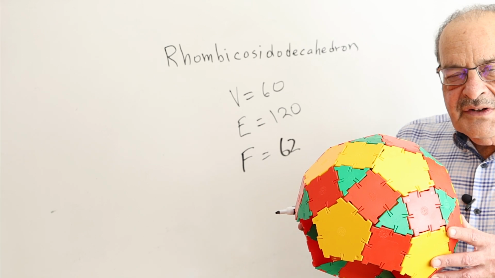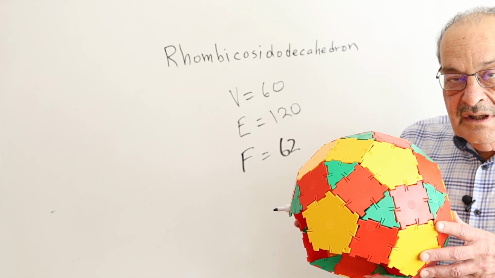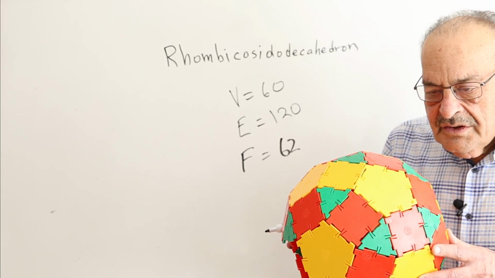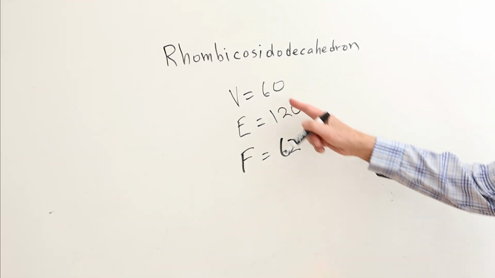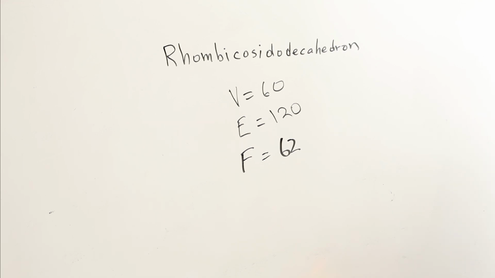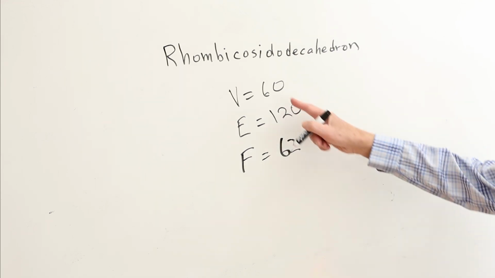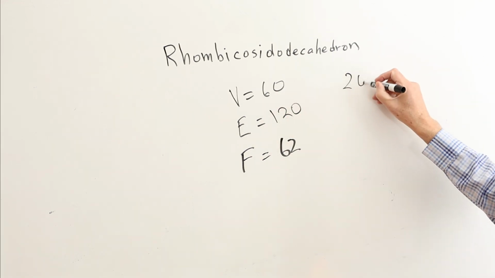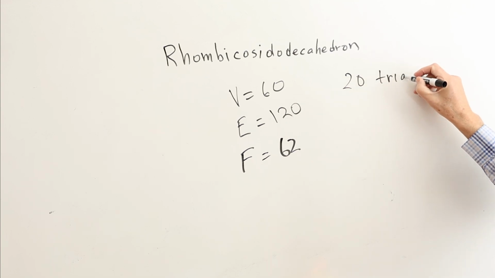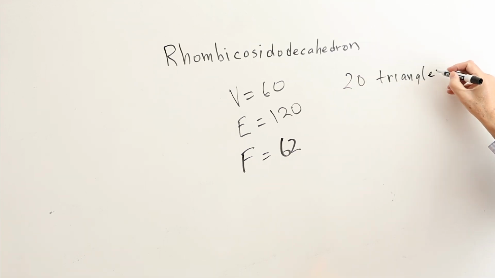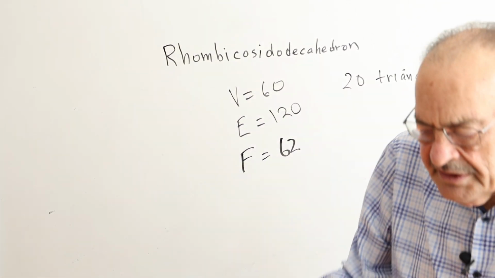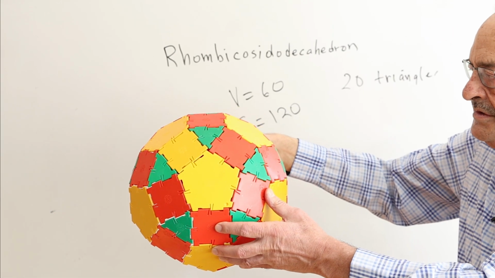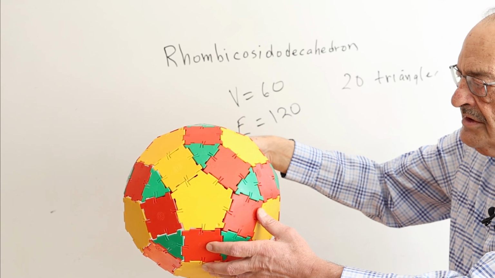So now let's try to figure out how many of each kind of polygon there is in this rhombi-Cauchy dodecahedron. It turns out there's 1 triangle at each vertex. But that doesn't mean there's 60 triangles because each triangle touches 3 different vertices. So we have to divide by 3 and get 20 triangles. And let's take another look. You can see that there's 1 triangle at each vertex.